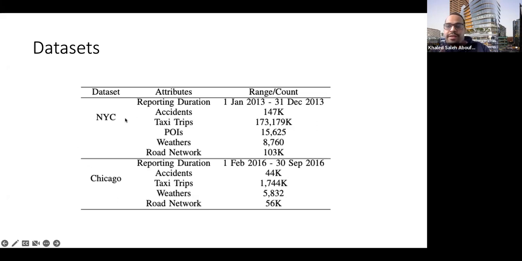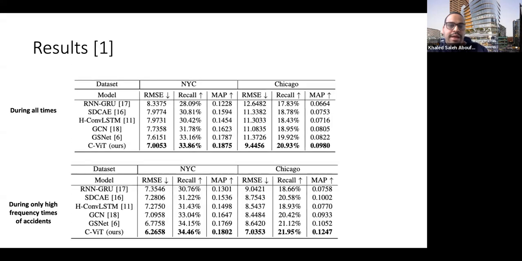And of course, the splitting was done respecting the temporal information, so that they make sure there's no overlapping between the times, the reported times of the accidents, included in the different splits. So given this splitting, we trained our proposed framework, the Context Vision Transformer, and this was the evaluation of the results based on these experiments.